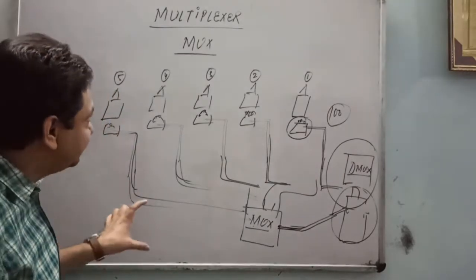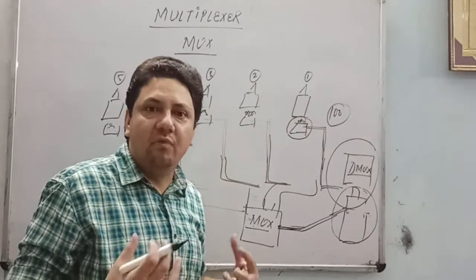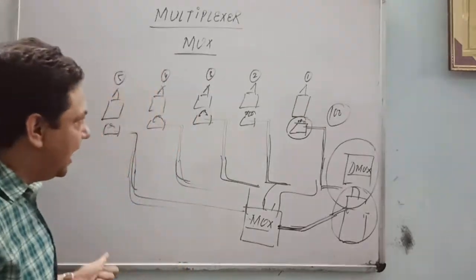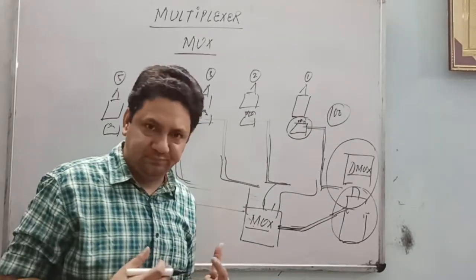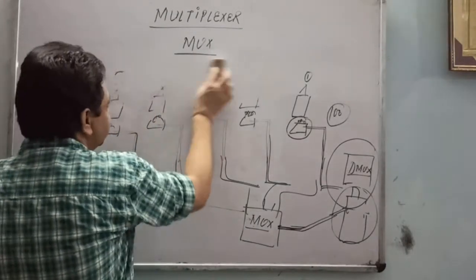So we have seen that the telephone system or telephone lines is one of the major applications of the multiplexer. Now I am coming to the actual part. You understand where is the need? Okay. So now, after that, I'm just erasing this.